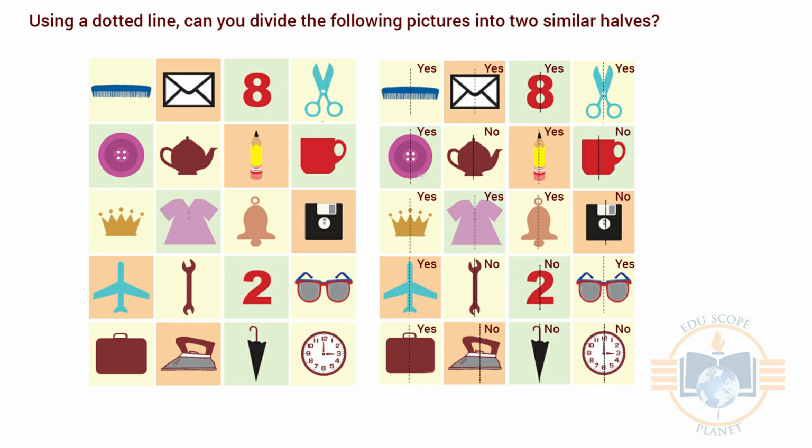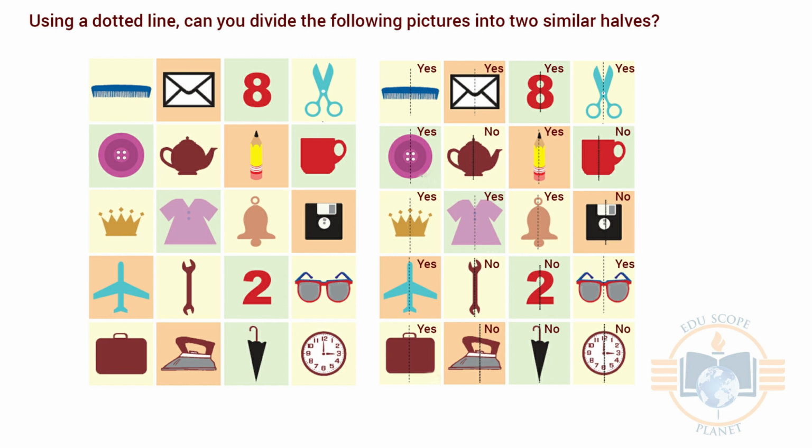Next one is a kettle. No, you cannot divide it into 2 equal halves. Then a pencil. You can do it. Then a cup, which you cannot do. Then a crown. Yes, you can do it. Then a frog. Yes, you can do it. Then a bell. That also you can do. Then you cannot do it. Then an airplane. You can do it. Then no, you cannot do it.